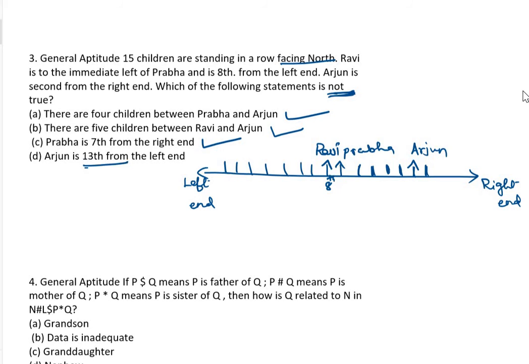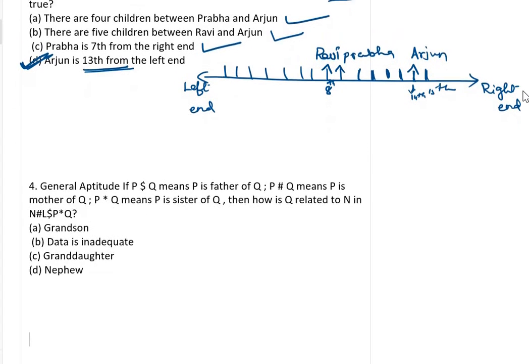Arjun is 13th from left. Not correct, because he is in the second position from the right. It must be 14th, then 15th. So from the left, Arjun must be in the 14th position. Here it is wrong. So our question is which one is wrong? So the answer is D, the fourth one.